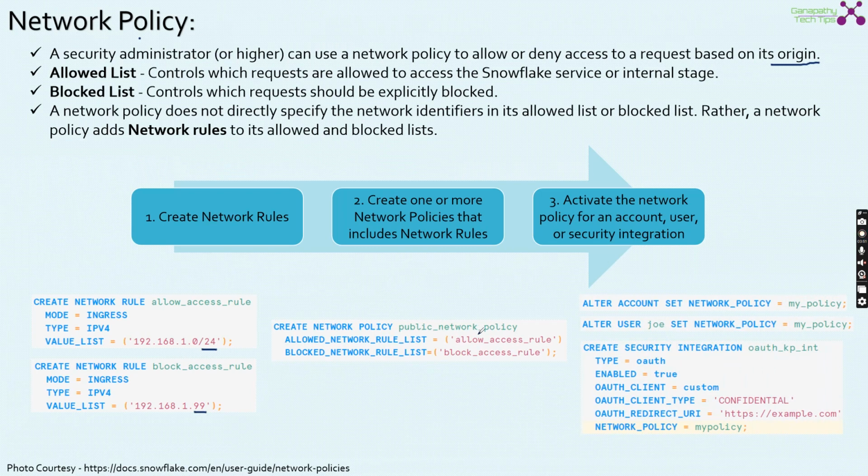Now we are associating this network policy to multiple things. You can associate this network policy to an account. Here you can see alter account set network policy equal to my policy. This is a different name. The public network policy is the name, it must be entered here, right? And then alter user as well. You can associate it at the account level, you can associate it at the user level using the same, and then you can associate it at the security integration level as well using this one. So the same 3-step procedure, we are just seeing the examples here for your better understanding.